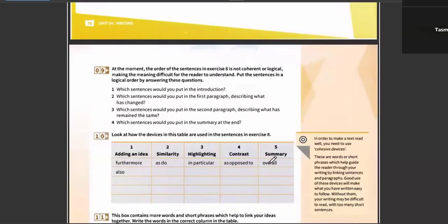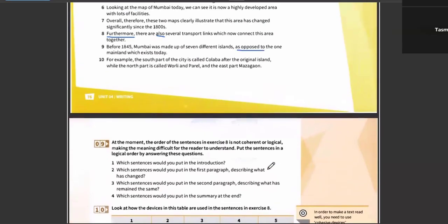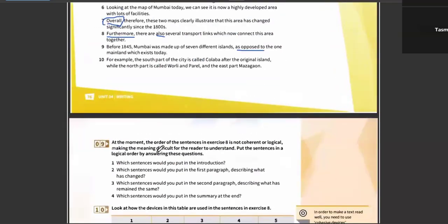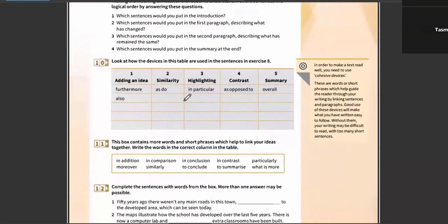And for summarizing, we all know that we write "overall," right? Yes, in number 7. To show that we are talking about the whole thing together as a whole, and we're summarizing it, we use "overall" in the very beginning. So these are the devices and the words that are used in order to show the differences between the lines as well as to link up the lines that we're writing.